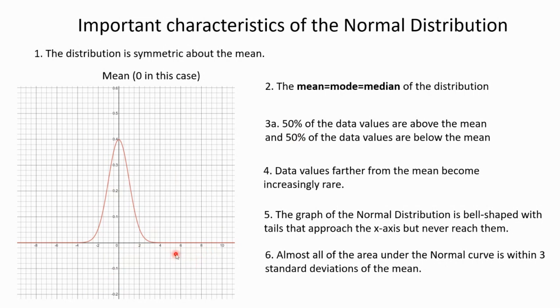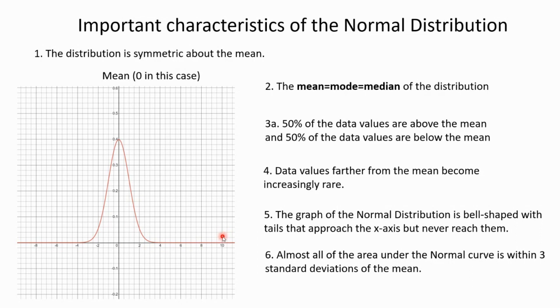Okay? The more rare the data values become. Also, you can see here that the graph, the curve, as you go further and further away from the mean in either direction, the tails of the normal distribution get closer to the x-axis, but it never actually reaches it. It gets closer to the x-axis, but again, it never gets there.